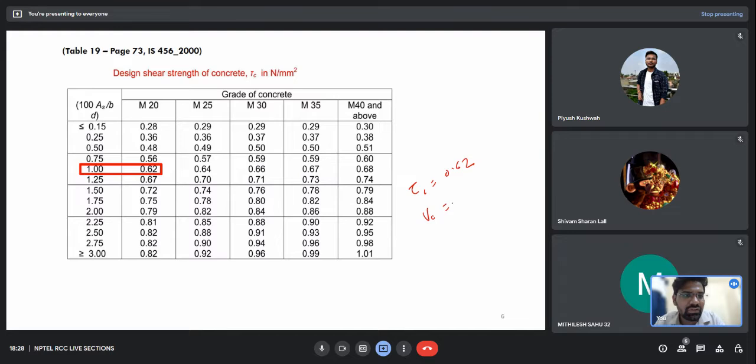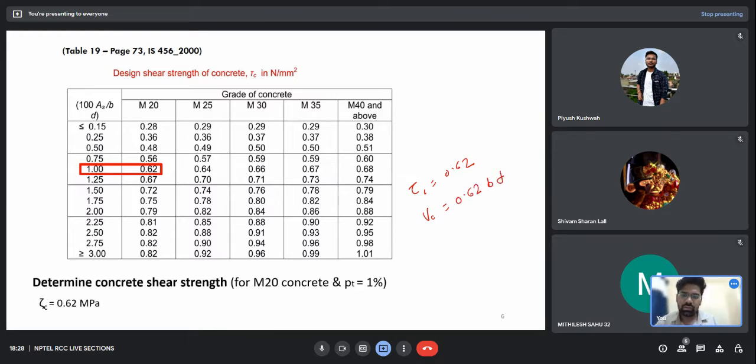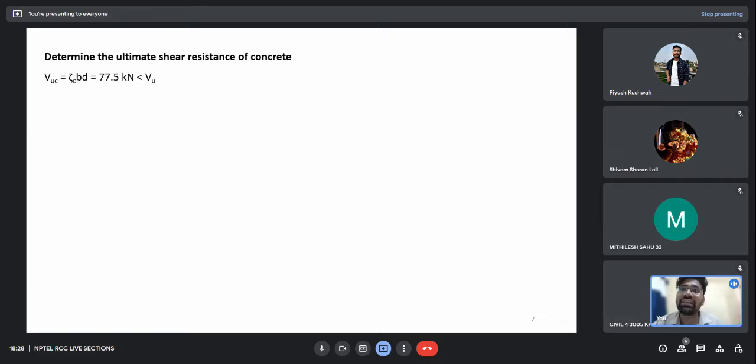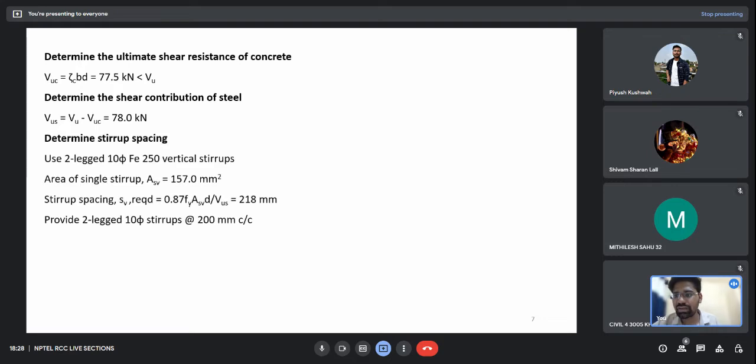So what will be Vc? Vc will be 0.62 multiplied by bd. I have done it. I calculated the shear resisted by concrete. Now I get the amount of shear for which I should provide the shear reinforcement. This is the amount of shear for which the shear reinforcement is to be designed. Now how to design the shear reinforcement? This is your choice. Here I am selecting two-legged stirrups.